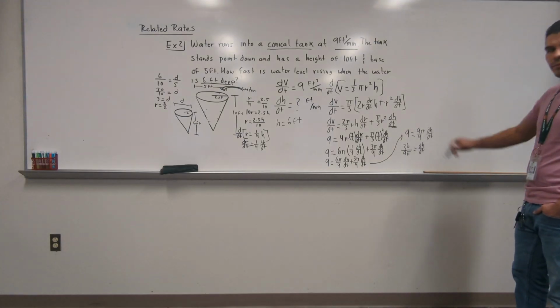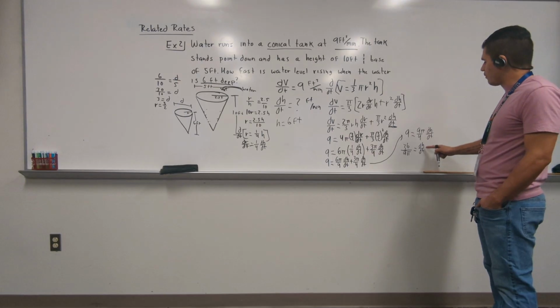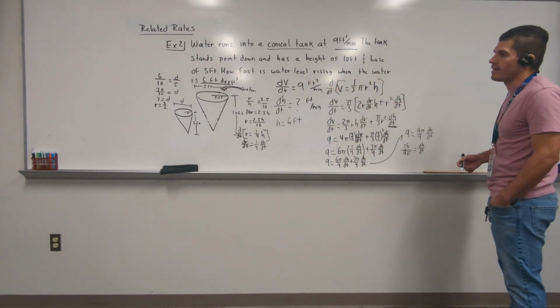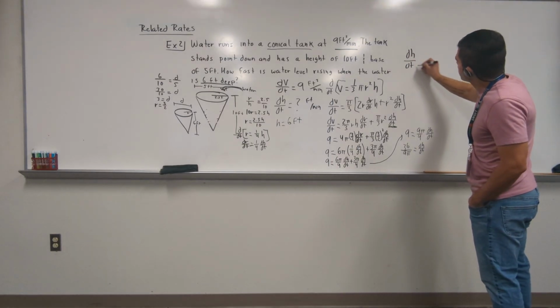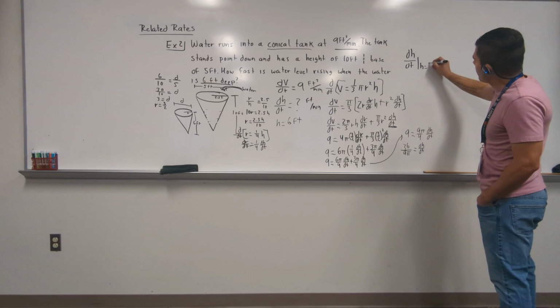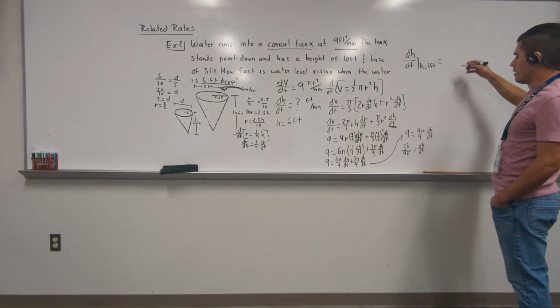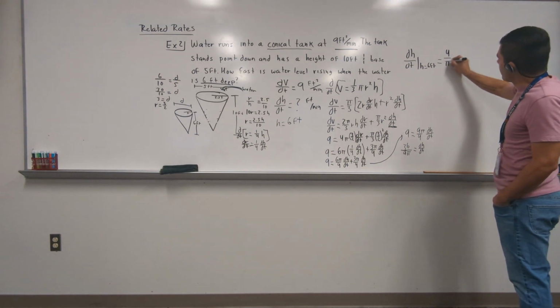So now I'm going to simplify that and be a little bit more specific. Remember, this is the change in height with respect to time exactly when the level is 6, when the height is 6 feet. So I'm going to say the change in height with respect to time, given that my height is 6 feet, is equal to, what would that be? 36 divided by 9, so that'll be 4 over pi.